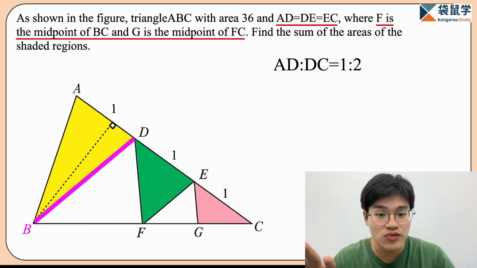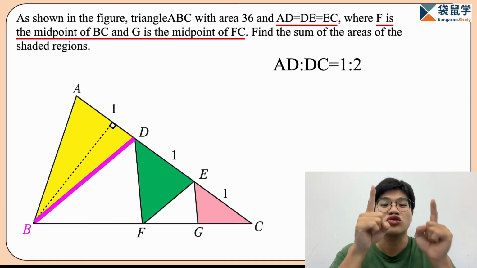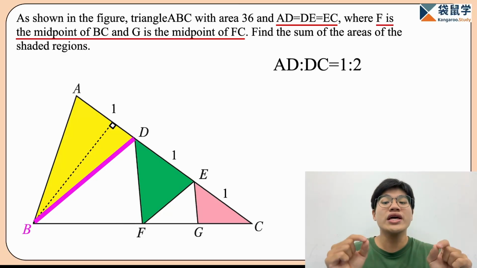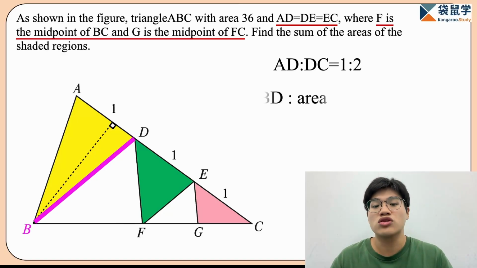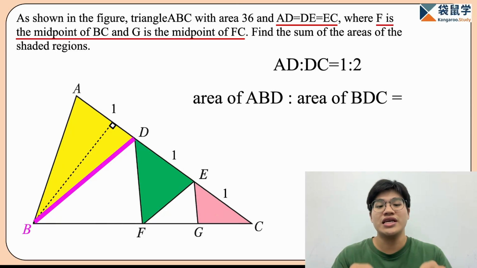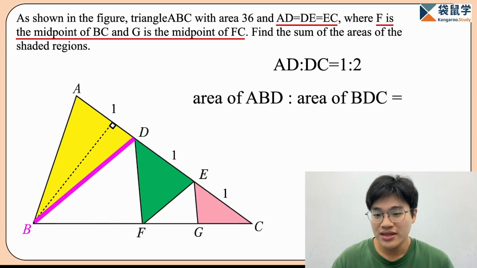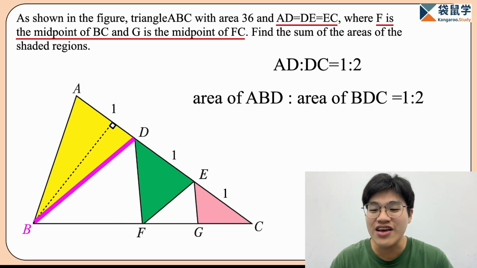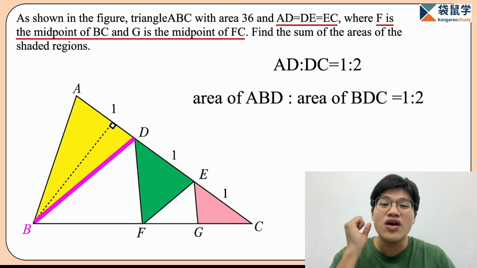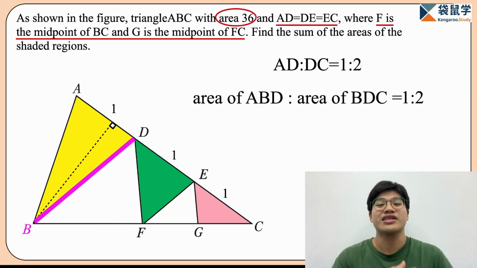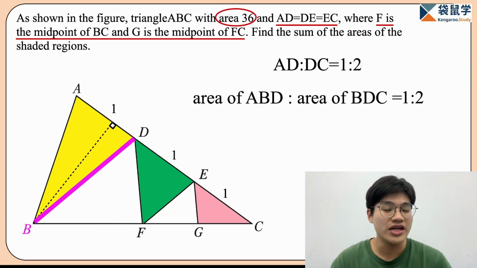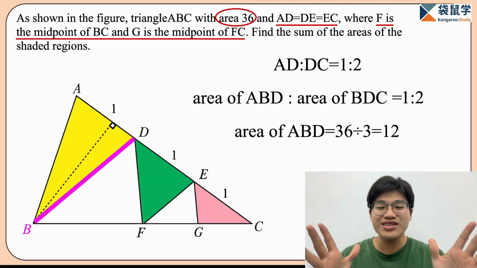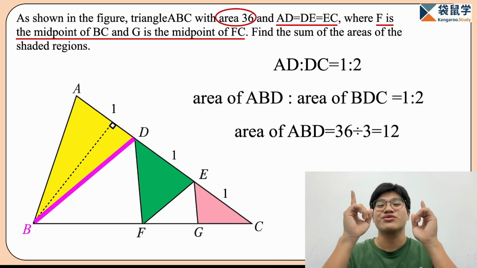We can have the ratio between AD to DC equals 1:2. And based on the equal height model, we can know the ratio between the area of ABD and area of BDC will also equal 1:2. Now with this information and the area of triangle ABC equals 36, let's take it as 3 units. Then what is the area of triangle ABD? It equals 36 divided by 3 equals 12 here.